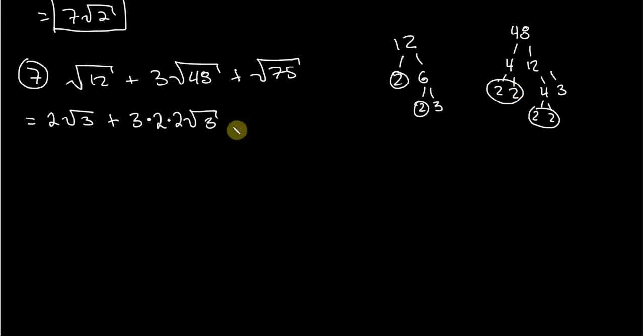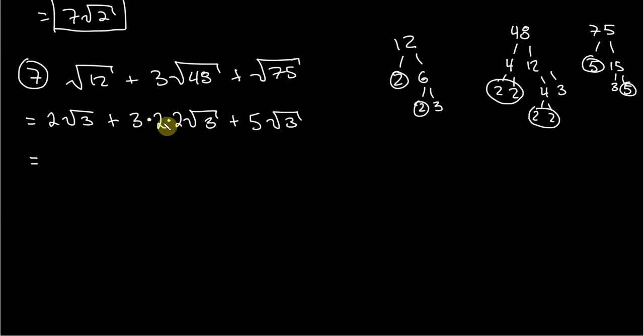Plus 75. 75 is 5 and 15. We can't factor anything here. 5, certainly, and 15 is 3 and 5, which gives us our pair, so we can factor out that 5. So this is going to be plus 5 root 3. And perhaps you can already anticipate our final answer, because this is all going to simplify.